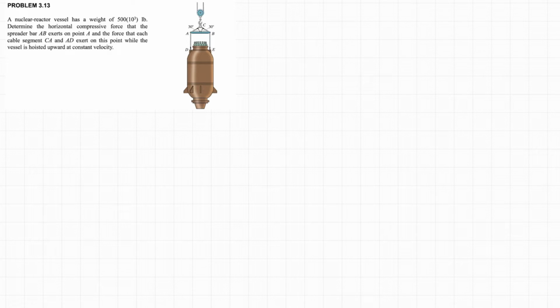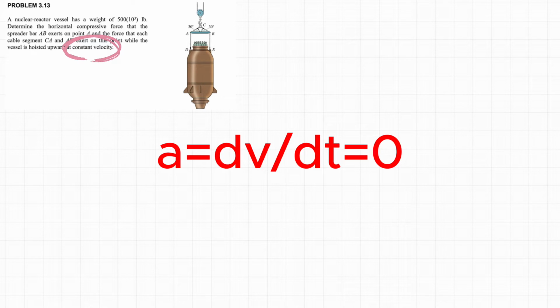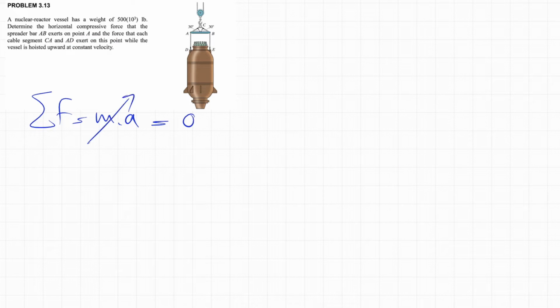Alright guys, welcome back. In today's question, we have a nuclear reactor vessel that has a weight of 500,000 pounds. We need to determine the horizontal compressive forces that the spreader bar AB exerts on point A and the force that each cable segment AC and AD exert on this point, while the vessel is hoisted upward at a constant velocity. So constant velocity means that we have no acceleration, which means from our sum of all forces equal mass times acceleration will be 0, and it will be an equilibrium condition.